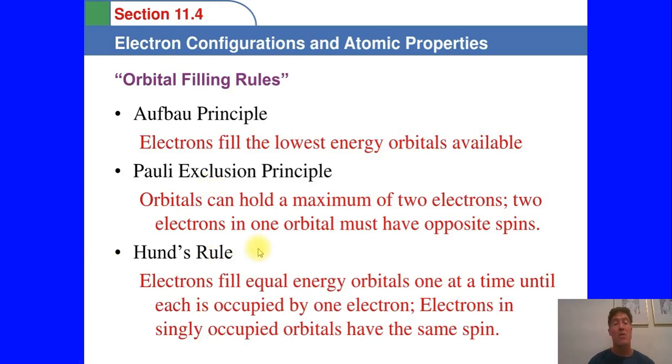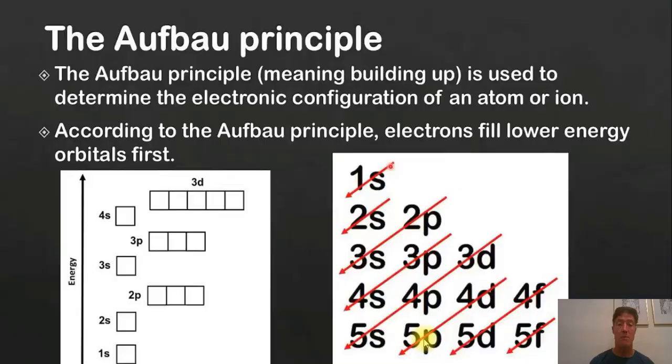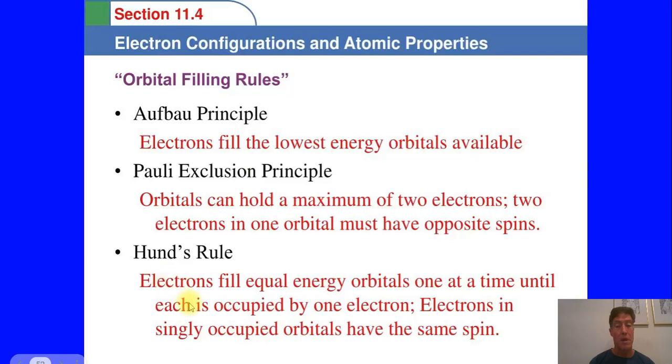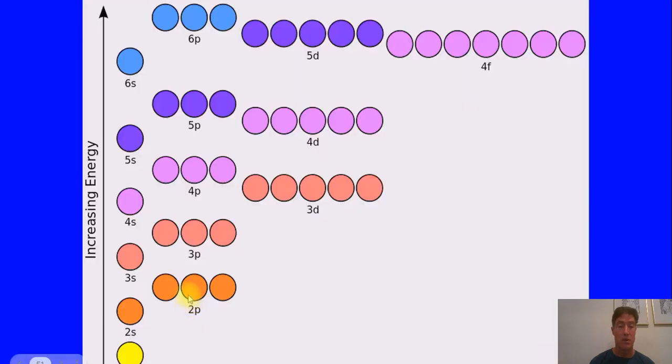Hund's rule says you fill equal energy orbitals one at a time until each is occupied by one electron. Electrons in singly occupied orbitals have the same spin. So if we go back here, for example, we start filling this up, 2p is going to be, we're going to put one electron pointing up. And then for 2p2, another electron over here in a different orbital pointing up. 2p3, one electron here pointing up. They're all going to be pointing up.